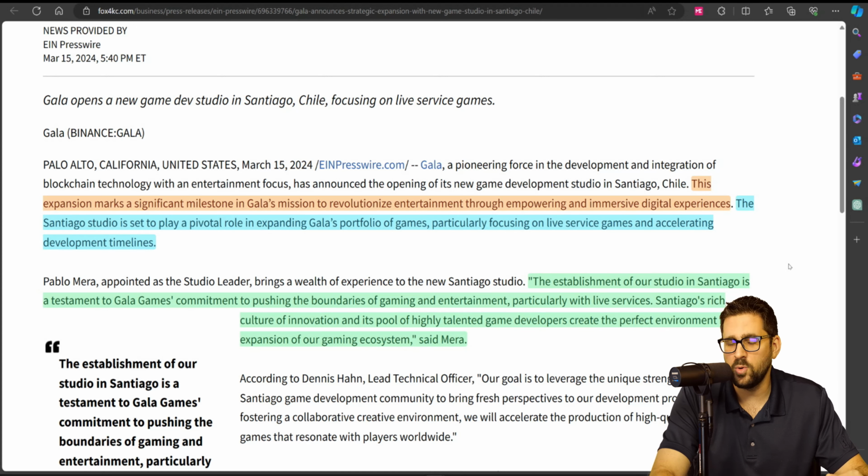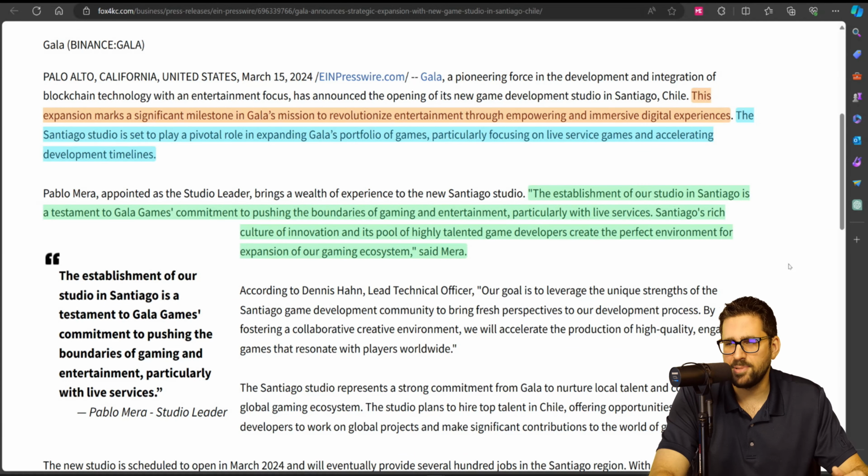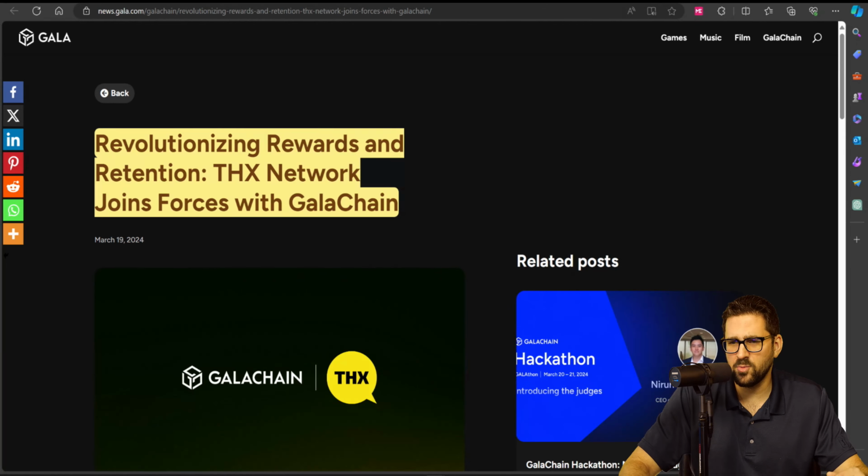Pablo Mera, who was appointed as the studio leader, said the following: "The establishment of our studio in Santiago is a testament to Gala Games' commitment to pushing the boundaries of gaming and entertainment, particularly with live services. Santiago's rich culture of innovation and its pool of highly talented game developers create the perfect environment for our expansion of our gaming ecosystem." You also had a recent partnership with Thanks Network, revolutionizing rewards and retention.